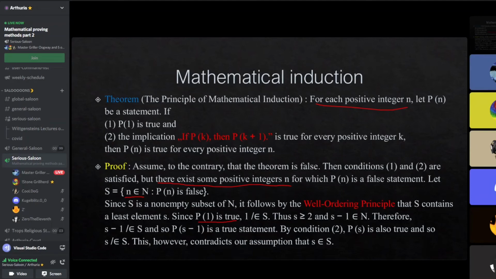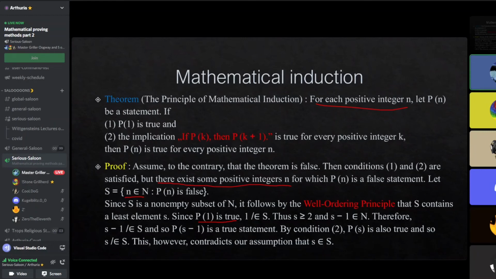Okay. Now we know that s is greater than or equal to 2. How do we know this? This is pretty simple. If s is a natural number and s is not 1, then it necessarily means that s is greater than or equal to 2, given no other conditions.